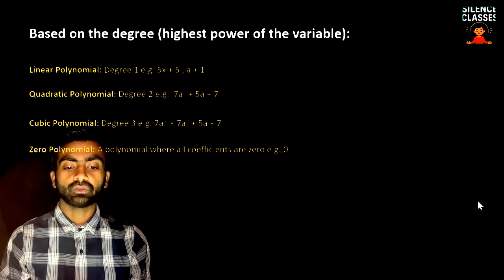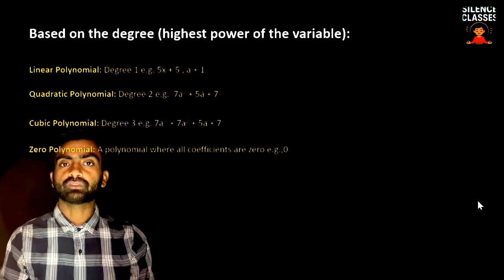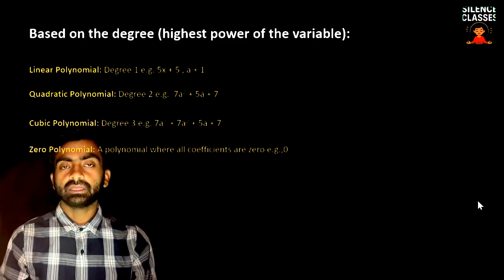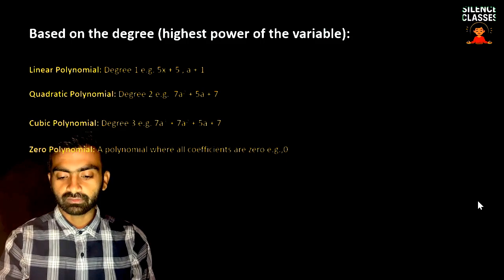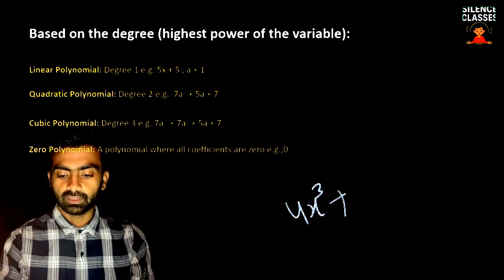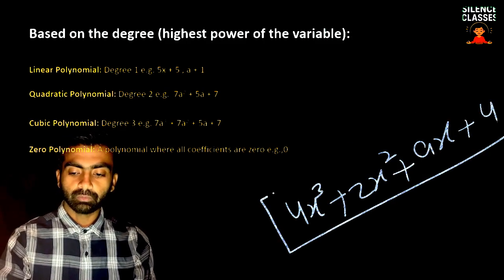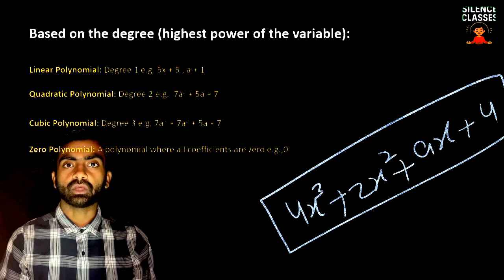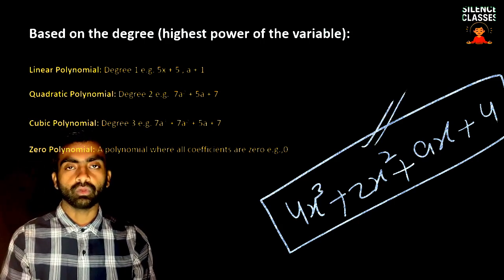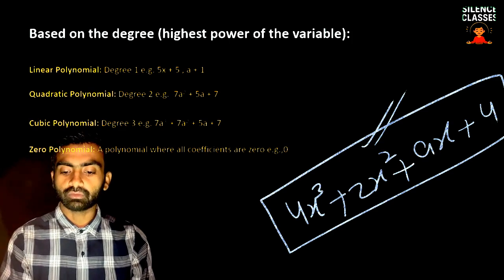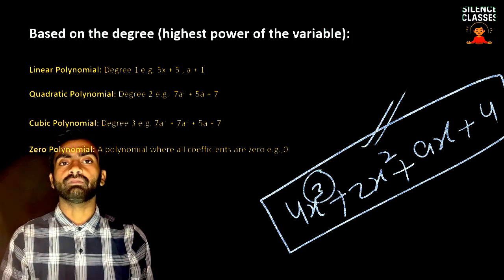Now we will talk about which type of polynomial it is on the basis of degree. So first of all, we will talk about what exactly degree is. Degree is the highest power of the given polynomial. If the polynomial given to us is 4x cube plus 2x square plus 9x plus 4, this is a cubic polynomial. How? You guys can check it out. Tell me the degree of this given polynomial. So we will say the degree is 3. The degree is the highest power of the given polynomial.